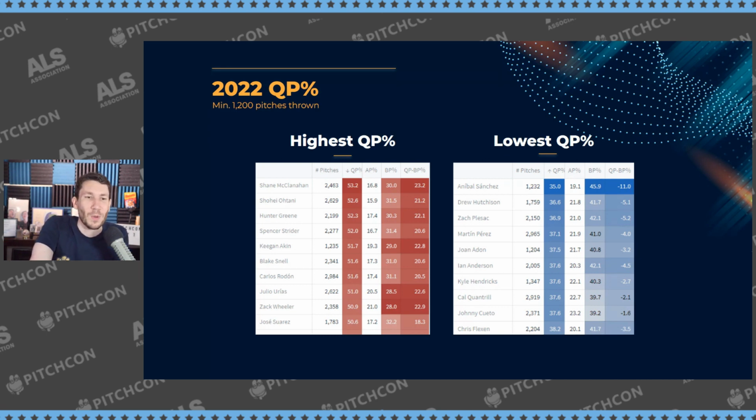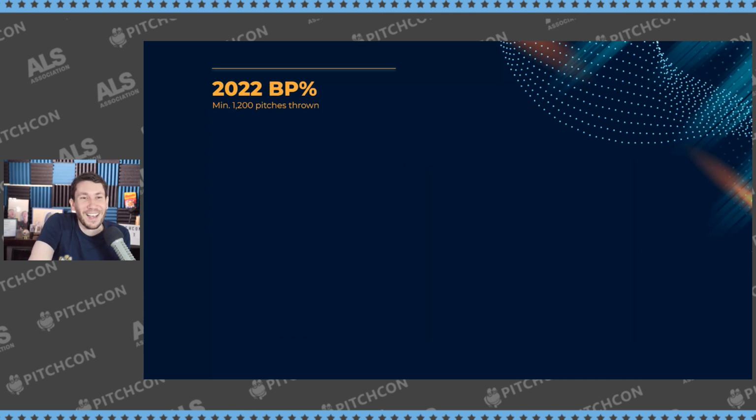And also lowest quality pitch percentage. Yeah, Ian Anderson had too many balls. Zach Plesac threw bad ones. Martin Perez, I am so sorry. You are such a Toby. Cal Quantrill, Johnny Cueto. Oh boy. Don't do it. Oh man.